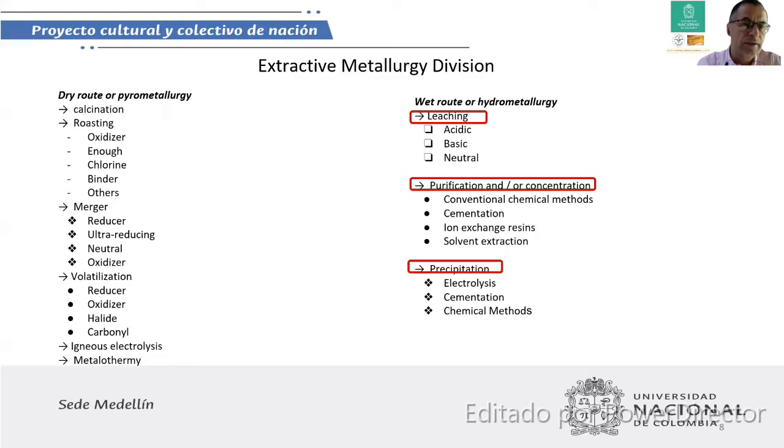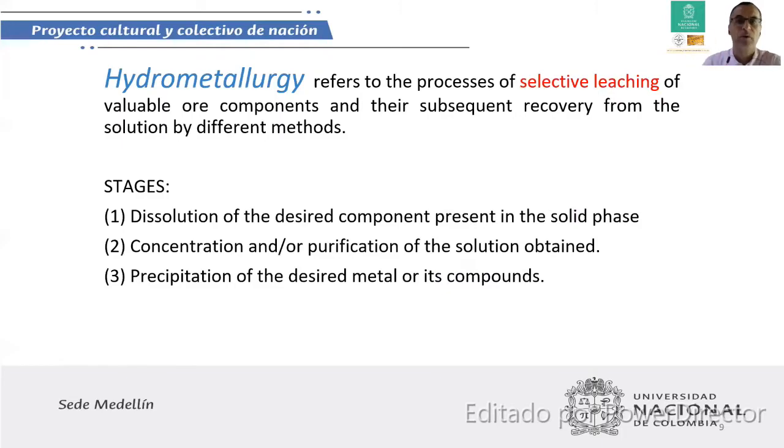The different processes in pyrometallurgy are calcination, roasting, volatilization, metallothermy, something like this. In hydrometallurgy, the most typical processing steps are leaching, purification or concentration, and finally, precipitation. We have to define how the bond of the mineralogical association is in order to define which methodology we will use to obtain the metal. This is very important.